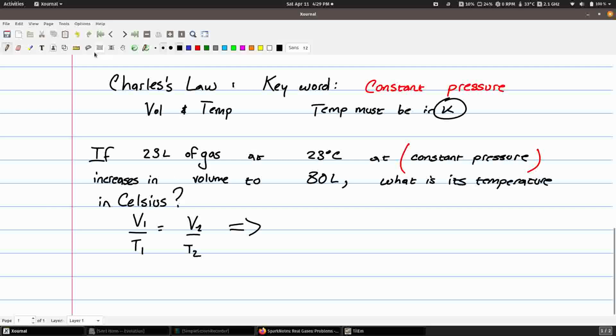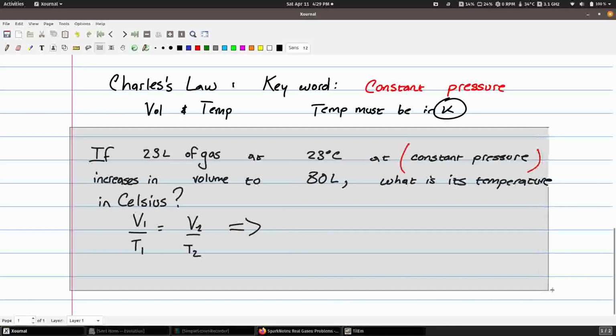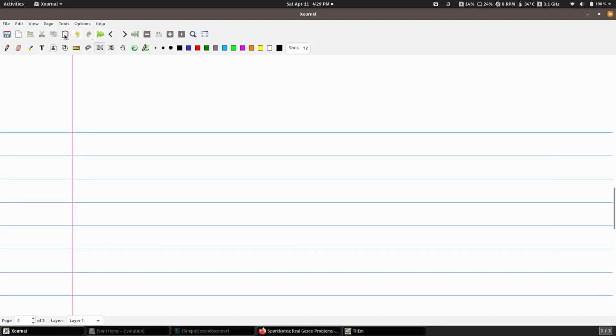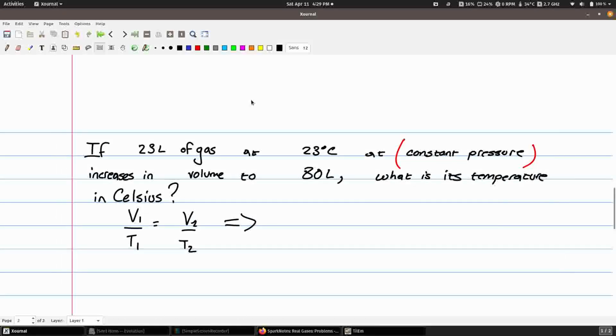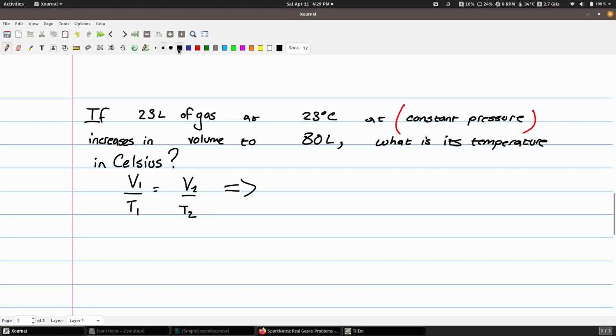So I'm going to copy this, and we're going to go to the next page. If you need to copy that, go back and pause the video. Alright, first things first, we have to convert this. So you add a 273 there, that's going to be 296 kelvins.